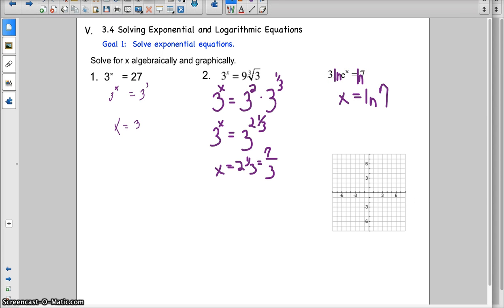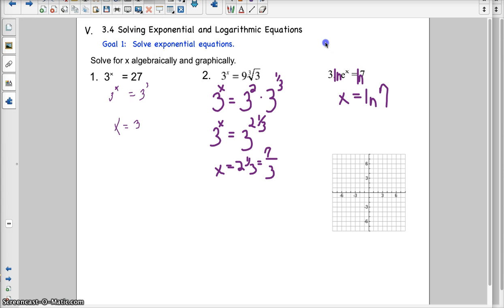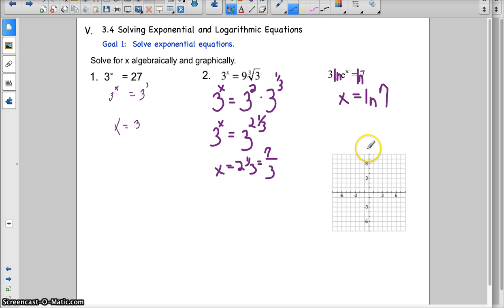I want to also show you how to solve graphically. Let's go back to the original equation, e to the x equals 7. So I'm going to rewrite the equation, e to the x equals 7.